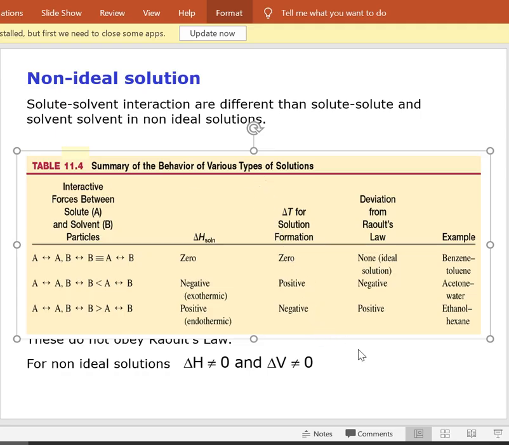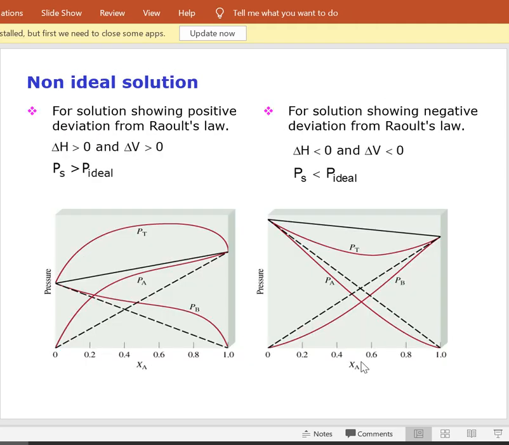That is the non-ideal solution showing positive deviation, and this is the negative deviation. Pressure against mole fraction, that is for component A, and that is for component B, and that is the total pressure, which is greater than expected, while in the negative deviation it is less than expected.